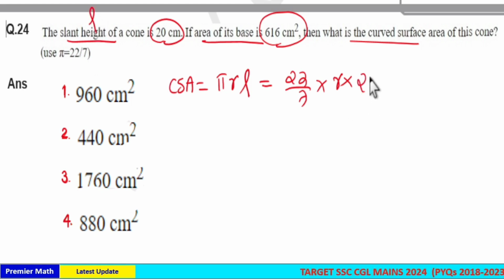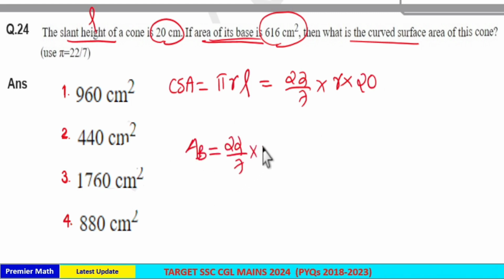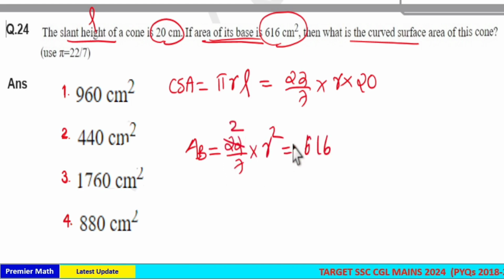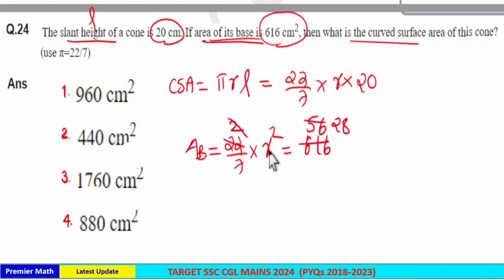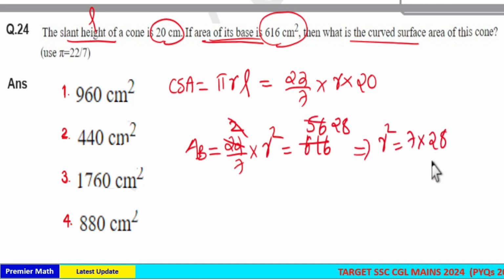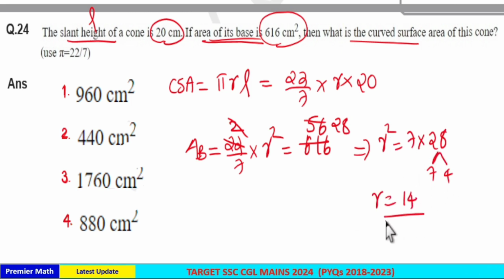height, which is 20. Now here area of base is equal to pi r square, which is 22 by 7 into r square, which is given as 616. Now 11 goes 2 times in 22, 5 times in 61 and 6 times in 66. Now 2 goes 28 times in 56. So r square is equal to 7 into 28. Now 28 is equal to 7 into 4, which means here r is equal to 7 into 2, 14.